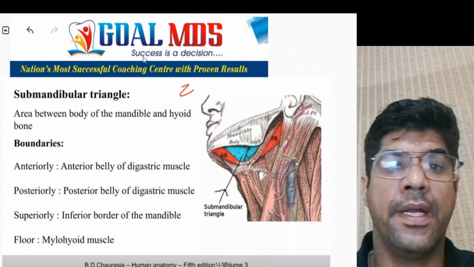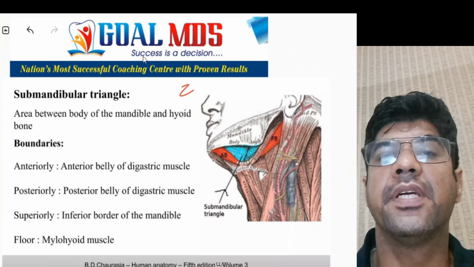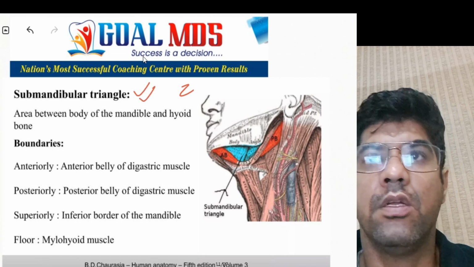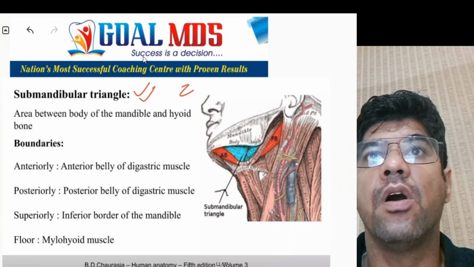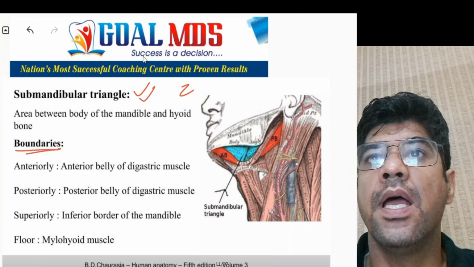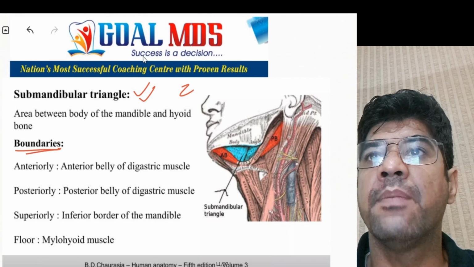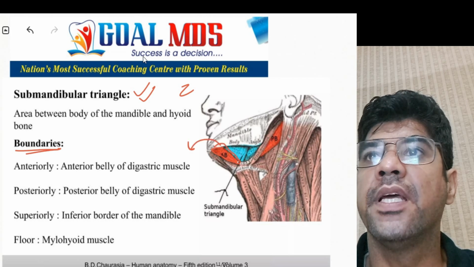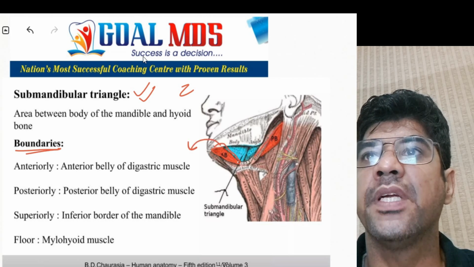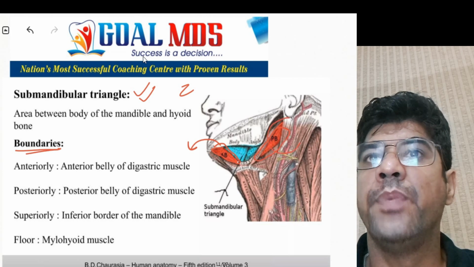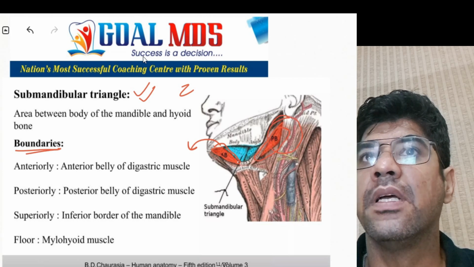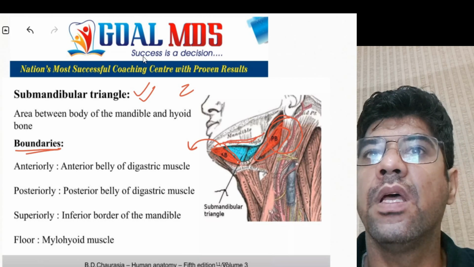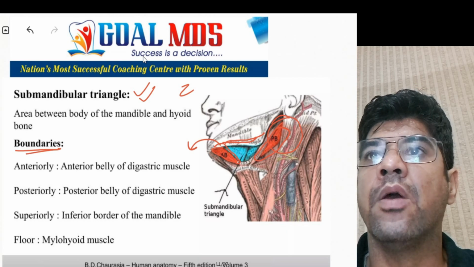The next is the digastric triangle. The digastric triangle is also known as the submandibular triangle. So what are the boundaries of the submandibular triangle? Anteriorly you can see the anterior belly of the digastric. This one is the anterior belly of digastric. Posteriorly you will see the posterior belly of digastric. Superiorly it is surrounded by the inferior border of the mandible, and the floor is formed by the mylohyoid muscle.